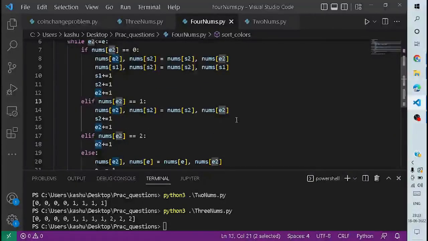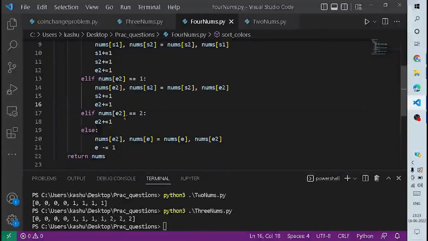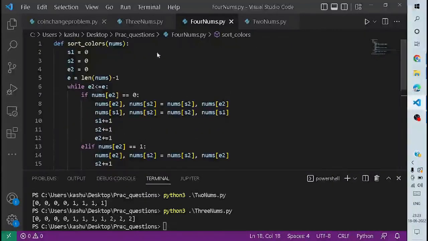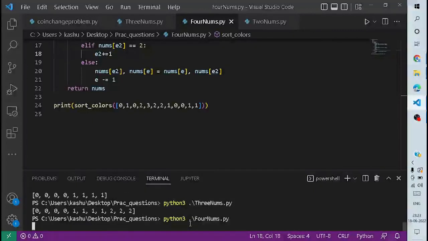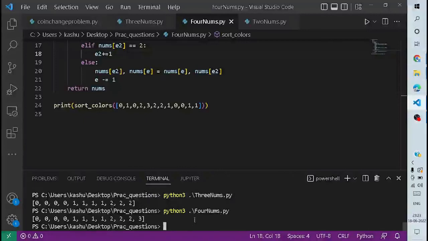So we have moved elements greater than 1 towards the right and incremented the pointers accordingly. From 1, only 2 is bigger, so S2 and E2 are incremented. Similarly, in case of E2, we just increment E2 and that's it. So this is the algorithm for 4 numbers. So let's see if this works fine. As you can see, this is working fine.